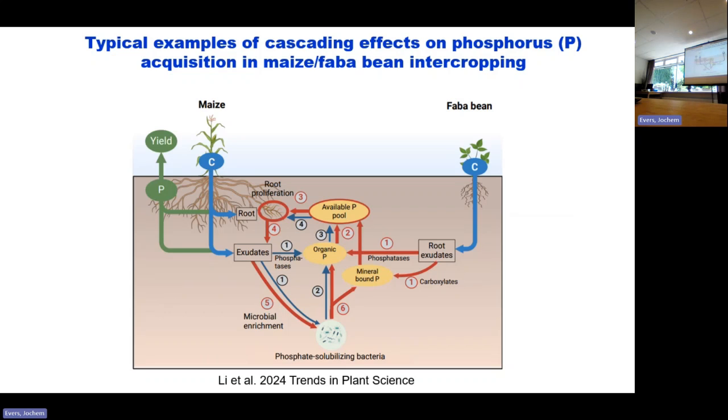But for intercropping, when the fava bean comes in, it can release root exudates to mobilize the mineral-bound phosphorus and the organic phosphorus, also by phosphatases, into available P. Then the neighboring maize can use root proliferation, with a lot of thin roots, to take up the available P. Then more root exudates go down, and root exudation is increased either by releasing phosphatase to use organic P, or by recruiting microbes like phosphate-solubilizing bacteria to also mobilize the organic P and the mineral-bound P, increasing the available P pool. So this is also like a loop.